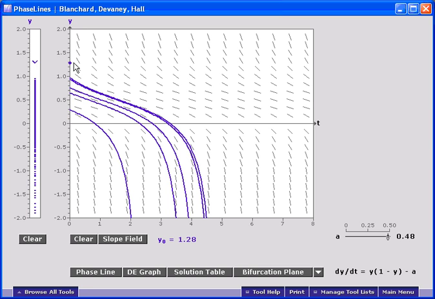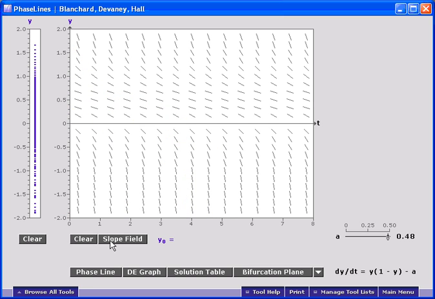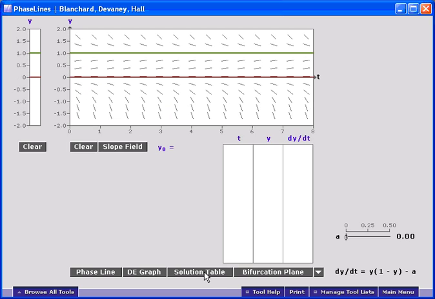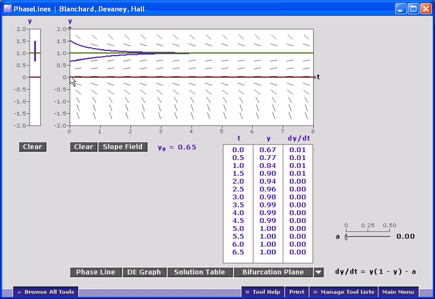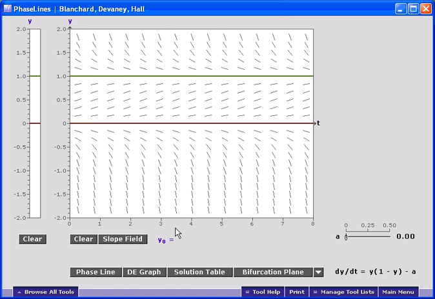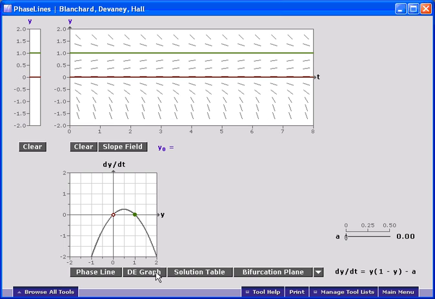Oh yeah, I forget, this thing always goes from the left-hand side. It's a little bit different from D field. Now, what else might we want to see? One thing this does is it gives you a table, the tabular values if you want. It's not super important to do that, so let's clear that out. But the bifurcation plane, the DE graph, here we go.